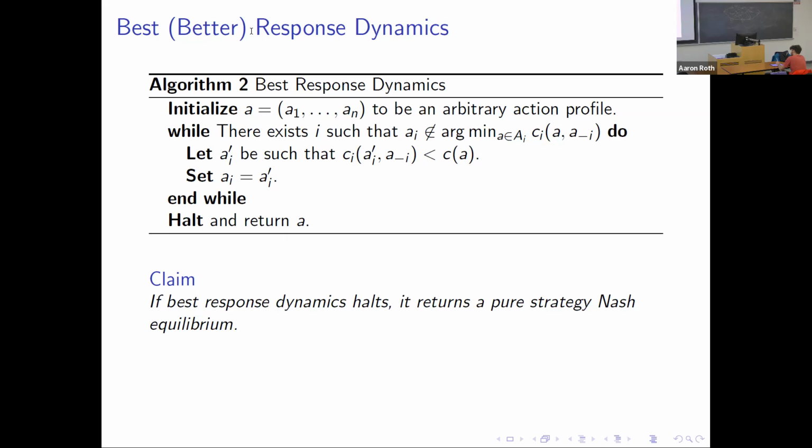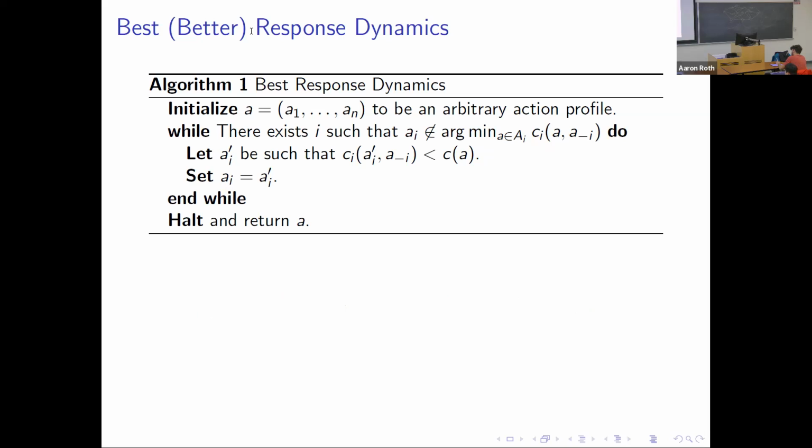So let's start simple. This whole dynamic, it's a big while loop. It's not clear this thing is ever going to halt, right? It might go forever. Maybe it doesn't converge to anything. It could be that repeatedly I change my action to something that decreases my cost, but it increases your cost, and then you change your action to something that decreases your cost, and it increases my cost, and we go back and forth forever. So a priori, it's not at all clear that this thing is going to halt.